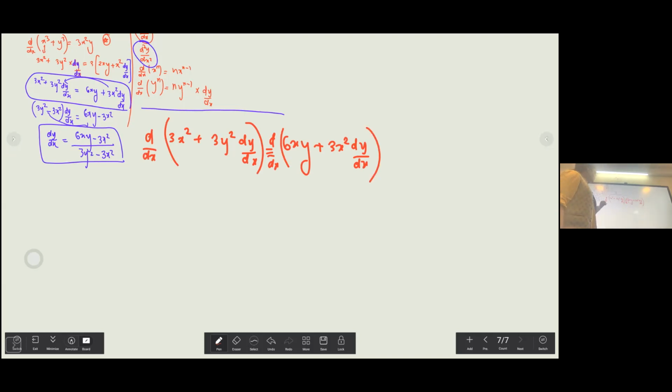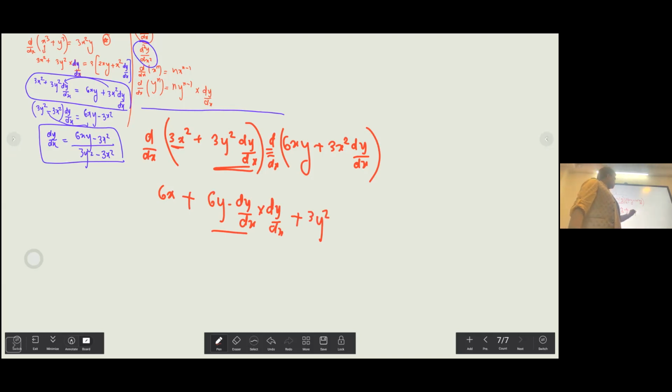So what we get is the derivative of 3x squared is 6x as it is. Now apply product rule on 3y squared times dy by dx. So 3y squared is like u and dy by dx is like v. First you differentiate 3y squared, so it will become 6y into dy by dx, and also there is a dy by dx. So this is u dash v, plus now you do v u dash. So it will be 3y squared times the derivative of dy by dx, which is the second derivative, d square y by dx square.